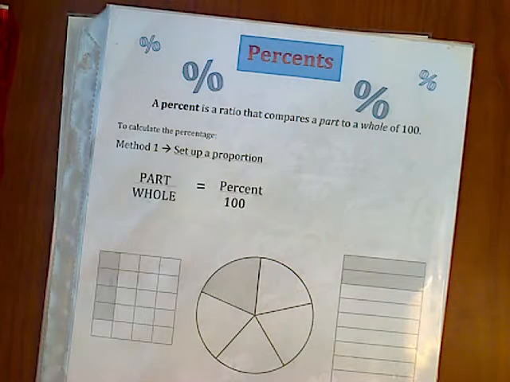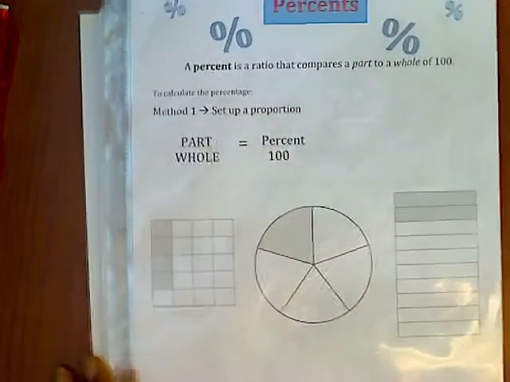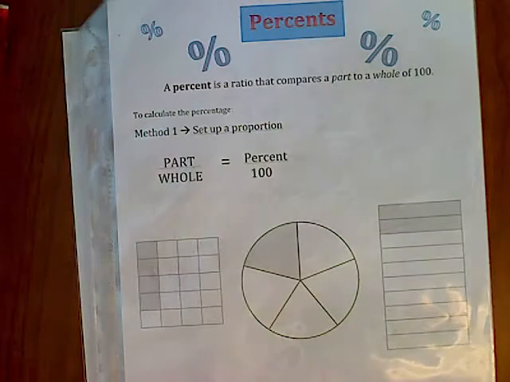So what we're going to do in order to make that happen, our first method is to set up a proportion. So we're going to look at the parts that are shaded out of a whole, and we're going to compare that to the percentage we're looking for out of 100. So in this particular scenario, we see that we have 4 boxes shaded, and the total number of boxes is what, Kisan?